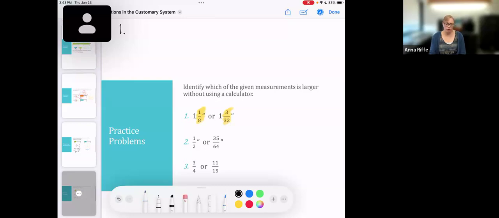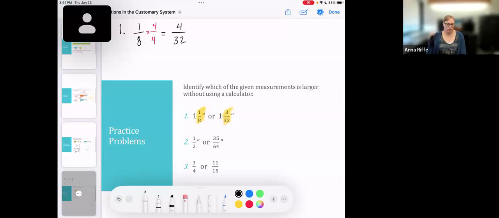For number 1, I'm going to focus on the smaller denominator again, 1/8, and I want to rewrite it as an equivalent fraction with a denominator of 32. I'm going to multiply the bottom by 4 and the top by 4. If I multiply the top and the bottom by exactly the same thing, then I will not have changed the value of the fraction. Great. So 1 times 4 is 4, and 8 times 4 is 32.